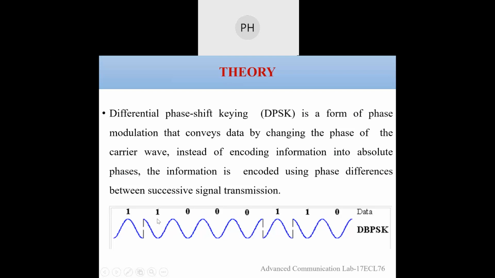Therefore we can see that when the data bit is high, there exists a phase difference. Here also there exists a phase difference when the data bit is 1. So when the data bit is 0, there is no phase difference.